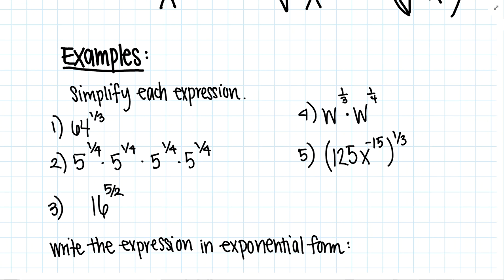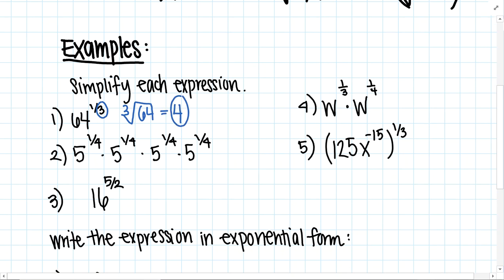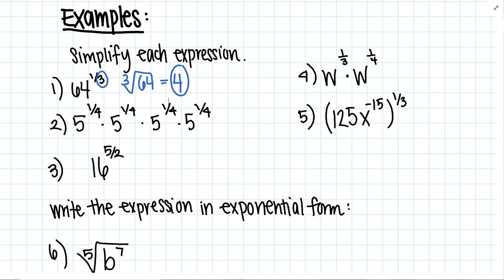So 64 to the 1/3, the 3 tells me I'm doing the cube root of 64, which is 4. All right, number 2, I have 5 to the 1/4 power times 5 to the 1/4 power, and so on, 4 times. So you could essentially say that this is 5 to the 1/4 power to the 4th power, which you may recall means that you multiply the exponents. So 1/4 times 4 is just 1, where we just have 5.